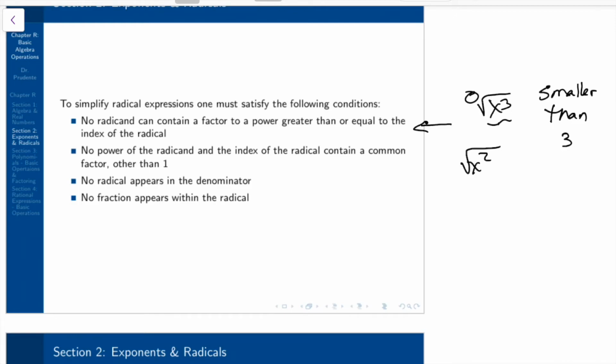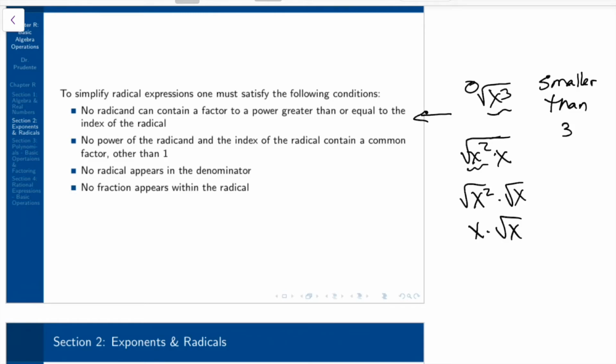When I think about that, I want to say, how can I decompose x cubed so I have a perfect square? x cubed can be broken up into x squared times x. I can split up my square root, and then the square root of x squared will just be x, and I'm left with root x.